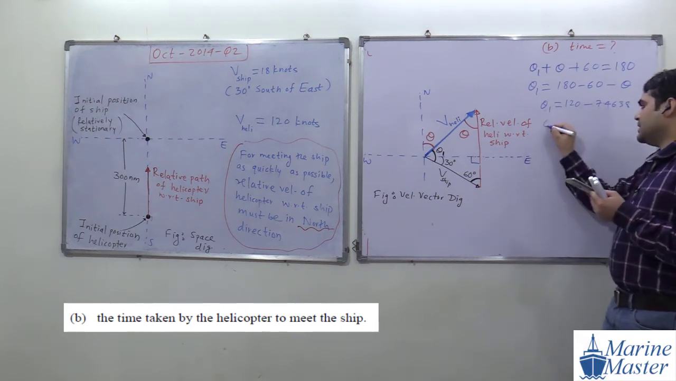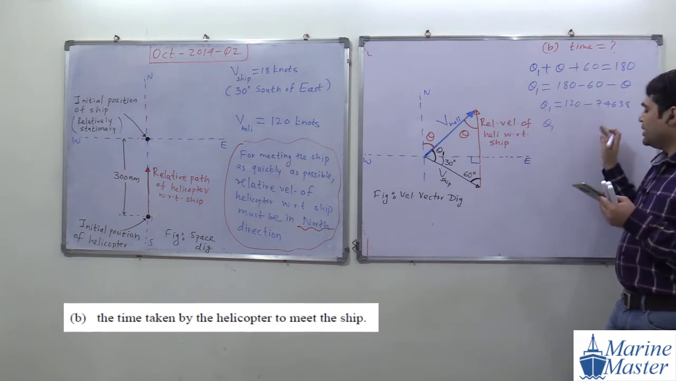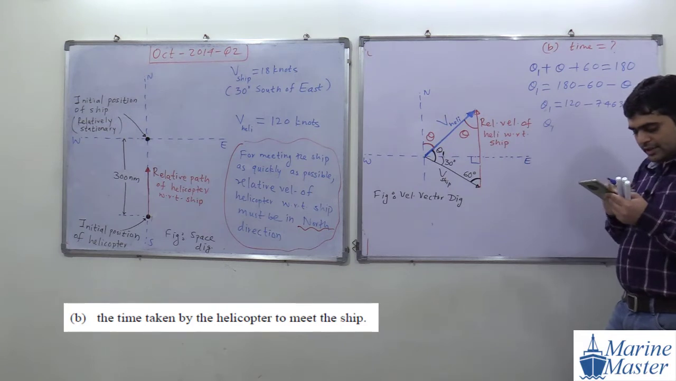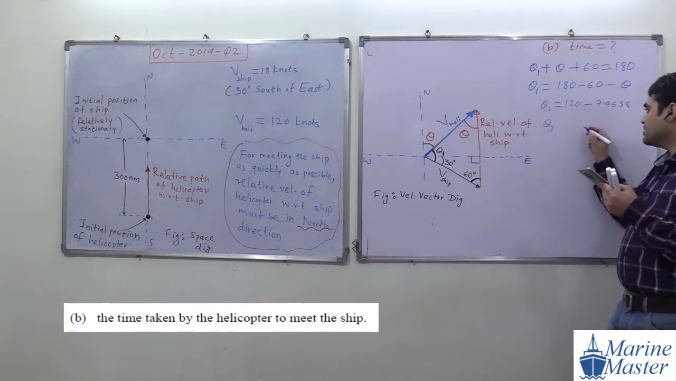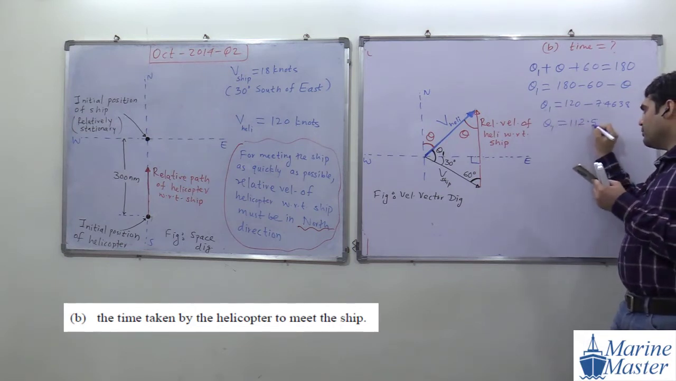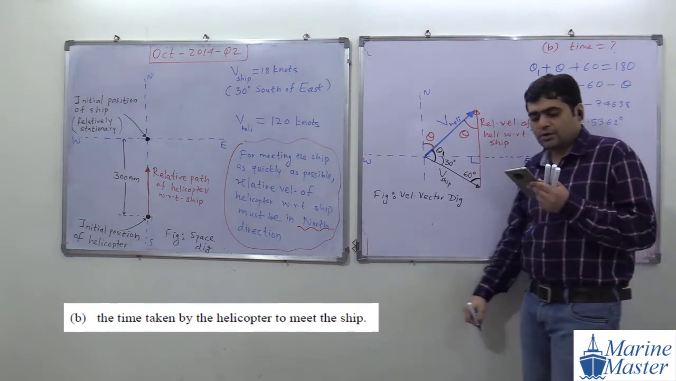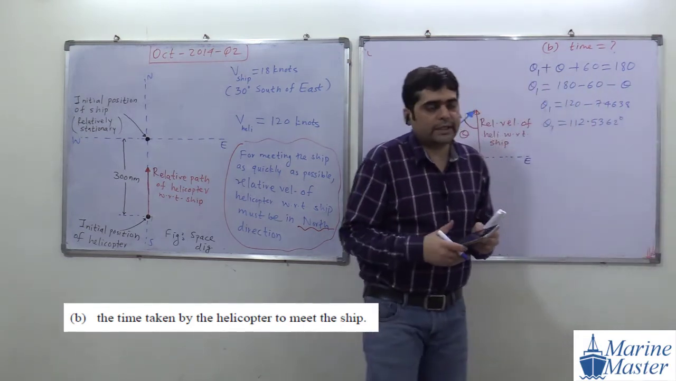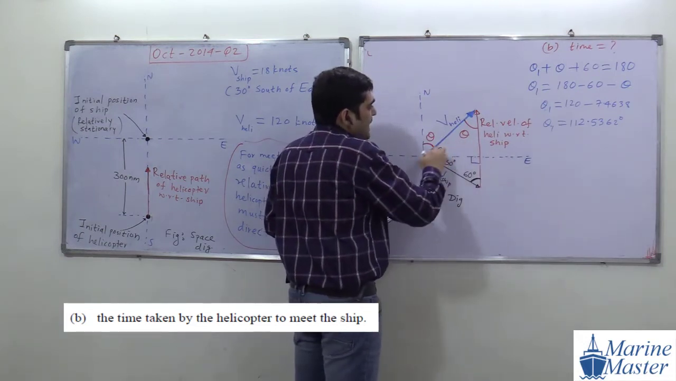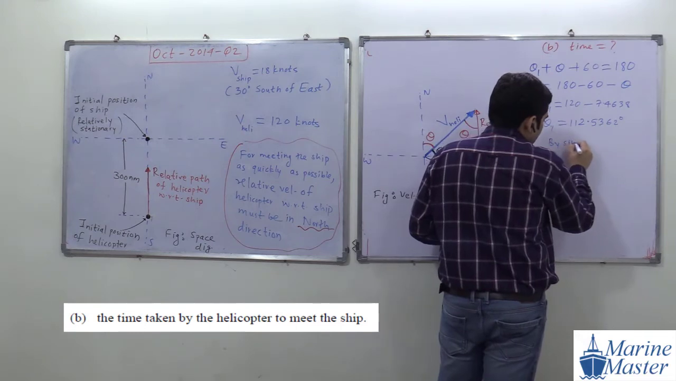Okay, so see the scenario here. Theta 1 will be 120 minus 7.4638. How much? Theta 1 will be equal to 112.5362 degrees. Okay, so we got theta 1. Now why do we calculate theta 1? From theta 1 we will directly get the relative velocity, guys, by the sine rule.